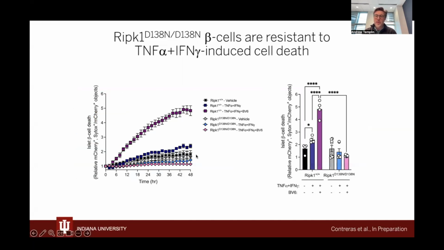And here again, we found that in the wild type beta cells, treatment with TNF-alpha elicited a small but significant increase in cell death. And when we added BV6 to that, we had a significant increase in the degree of cell death that occurred. Whereas when we did that in our D138N beta cells, we didn't see any increases in cell death with cytokine treatment.